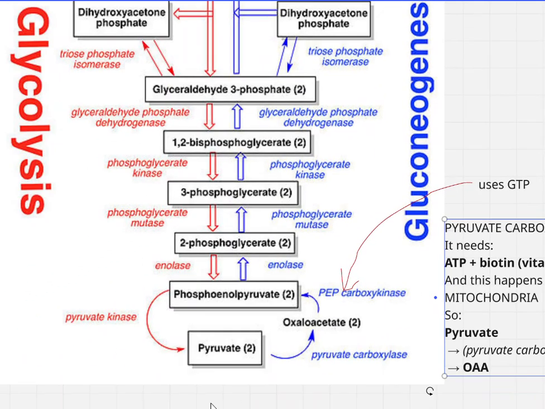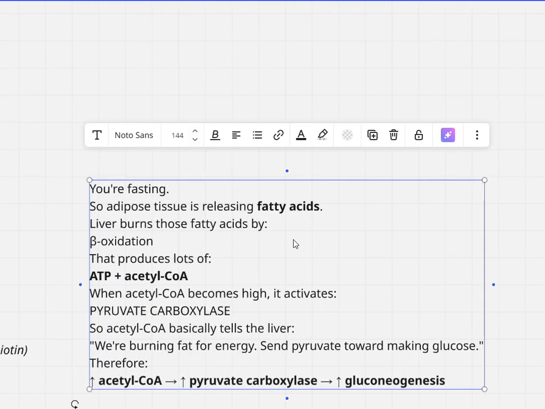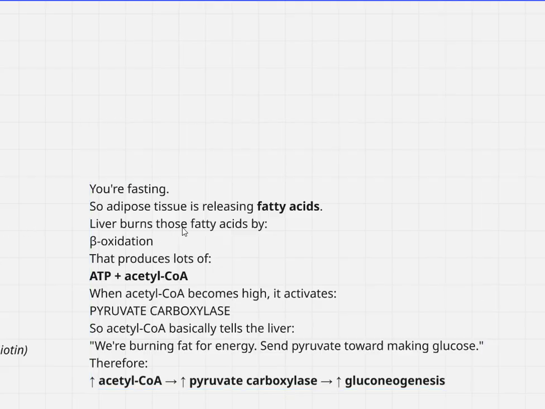Okay, so you just take pyruvate and through pyruvate carboxylase, which was activated when you're fasting, because the adipose tissue is releasing fatty acid, the liver burns this fatty acid by beta oxidation. That produces lots of ATP and acetyl-CoA. When acetyl-CoA becomes high, it activates pyruvate carboxylase. So acetyl-CoA basically tells the liver we're burning fat for energy. Send pyruvate down towards making glucose. Therefore, acetyl-CoA basically increases pyruvate carboxylase.